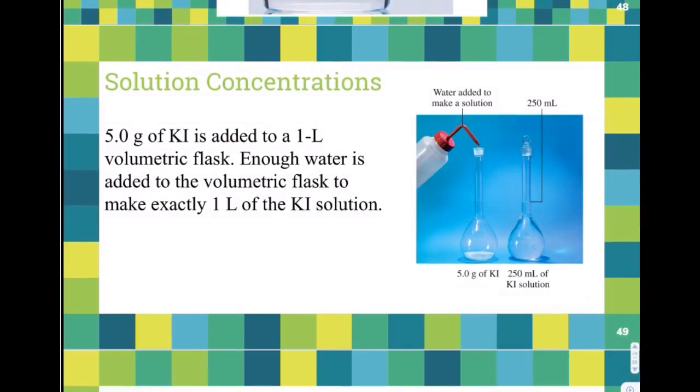Once we're thinking about how we're going to make solutions, what things are aqueous, what things are not aqueous, what things would be solutions, what things will not be solutions, we need to know how I can measure out the concentration of a solution. Here's an example of a process. If we take 5 grams of potassium iodide and add it to a 1 liter volumetric flask, which is the flask over on the right, enough water is added to the flask to make 1 liter. So I have 1 liter of the potassium iodide solution.